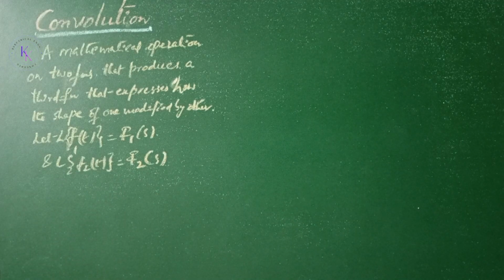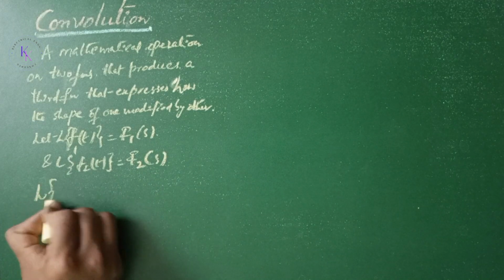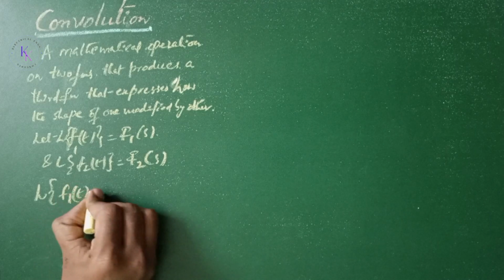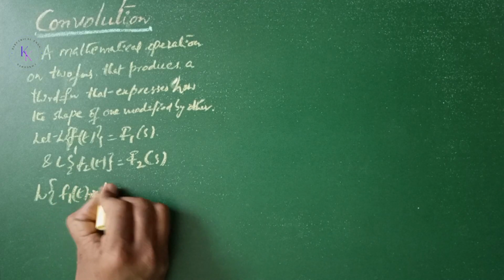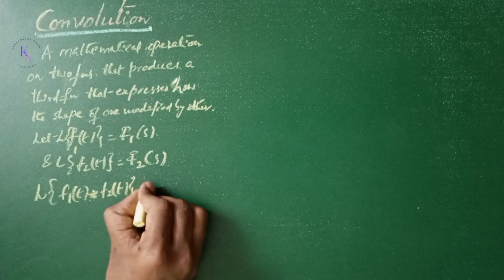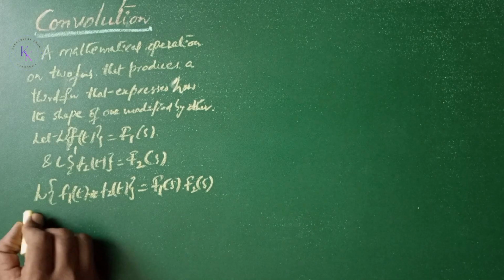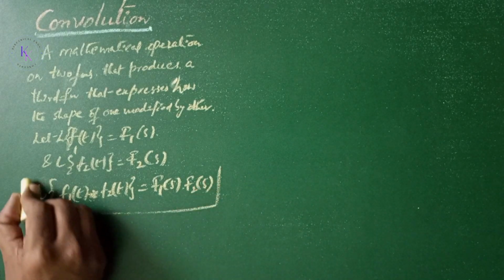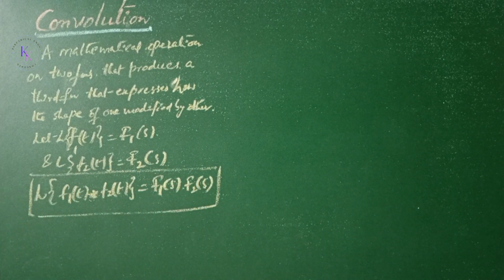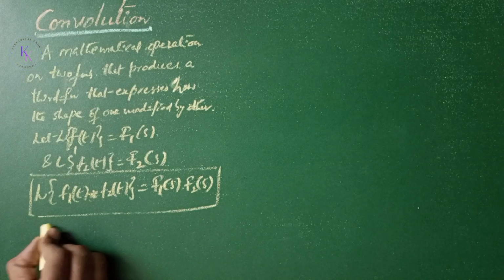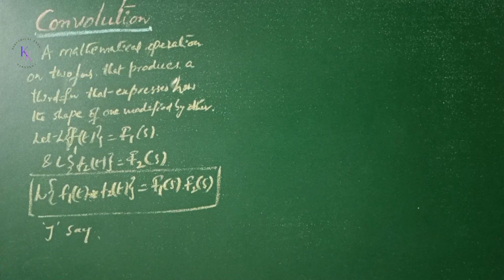Now convolution is defined as: the Laplace transform of f1(t) convolved with f2(t) equals F1(s) F2(s). The statement of this expression is known as the convolution theorem. The word convolve means to revolve continuously. The two functions f1(t) and f2(t) are multiplied in such a manner that one is continuously moving with the time tau, let us say, relative to each other.